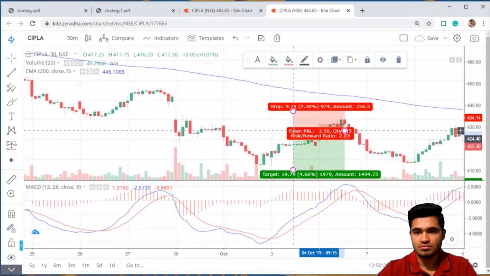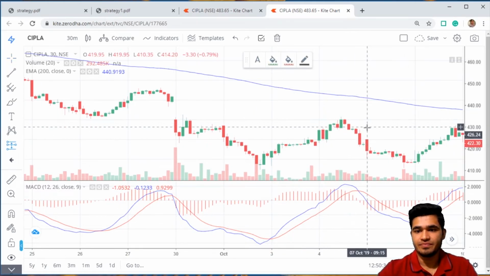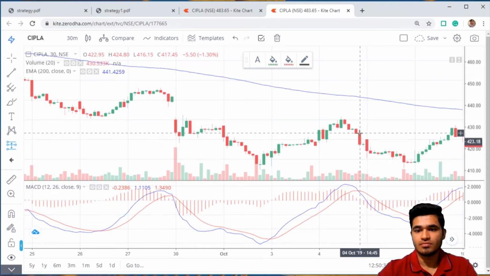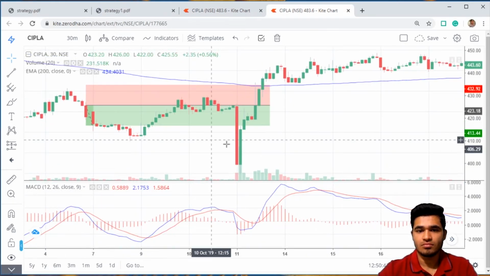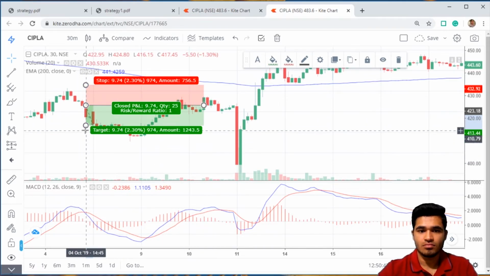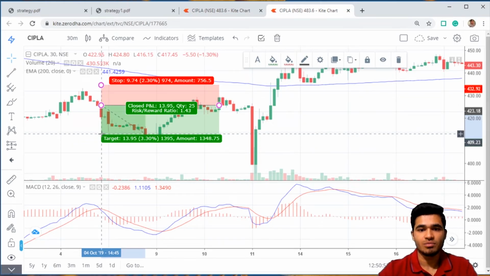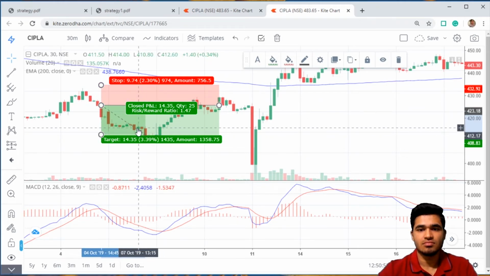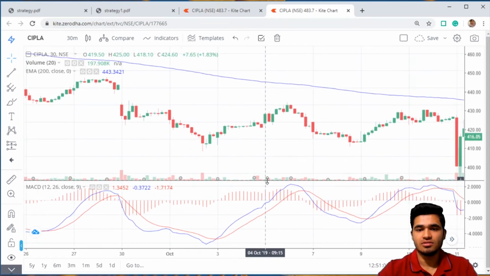Let's keep this over here. Let's cancel this. Let's do it again. Over here it gave you 1.43. It depends, guys. So that's how risk to reward can be used while trading.